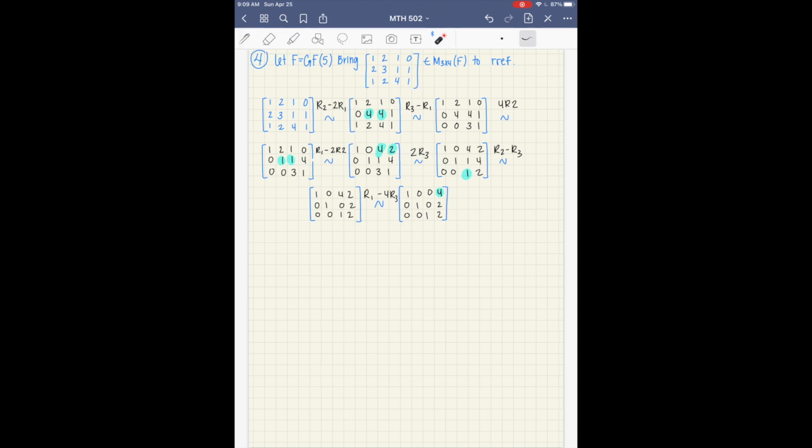And then we took R2 and we subtracted R3. It's pretty simple, nothing crazy happened. And then the last thing that we had to do, we had to get rid of this 4. So we multiplied R3 by 4, and then took R1 and subtracted it. We got 1, 0, 0, 4 up on the top, because 2 minus 8 in mod 5 is 4. And that's it. I hope that I fixed it okay.